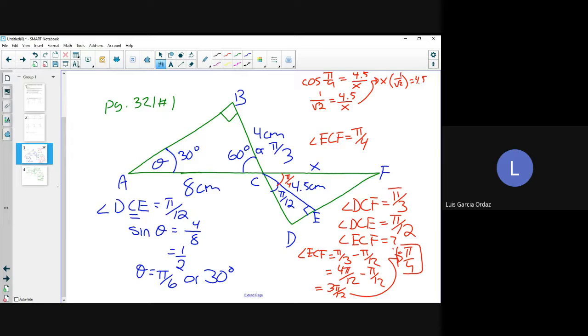And now what we're going to do is, because we don't want the root at the bottom, it's going to be root 2 over 2 x is equal to 4.5. x is equal to 9 over root 2, which is equal to 9 root 2 over 2 centimeters. So that is how you would solve question number 10 on page 321.